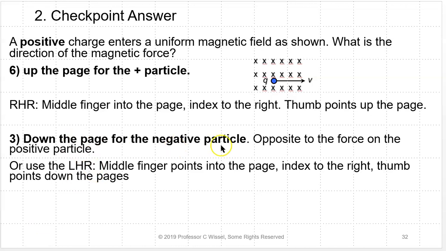Now, for the negative particle, it will be down the page, opposite to the force on the positive particle, or use the left-hand rule. The middle finger, which is the magnetic field, points into the page. The index finger, which is the velocity, points to the right. The thumb, which is the force, points down the page. So down the page.